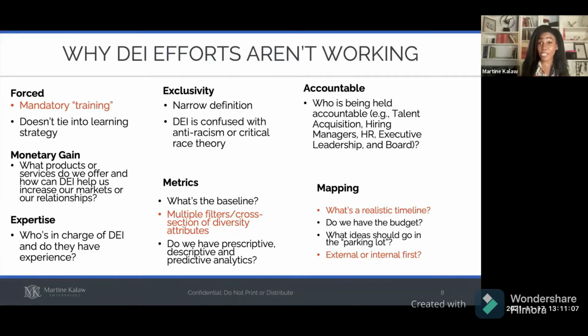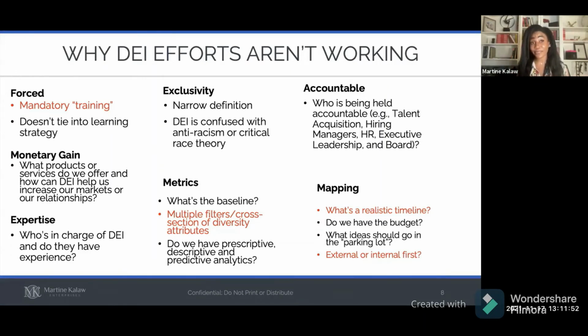Here are some examples. Of course, talent acquisition could be one. Hiring managers are another group of people that we often overlook in this conversation around DEI, and they can have a lot of impact. Human resources, right? The executive leadership team. Oftentimes when I work with organizations, they focus mostly on the executive leadership and human resources. Those are the people that are held accountable. But what I'm suggesting is that there are other groups that can actually be involved in DEI strategy, building it out and being held accountable.